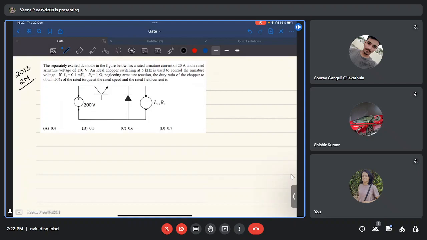The separately excited DC motor in the figure below has a rated armature current of 20 ampere and a rated armature voltage of 150 volts. An ideal chopper switching at 5 kHz is used to control the armature voltage. If LA is equal to 0.1 millihenry and RA is 1 ohm, neglecting armature reaction, find the duty ratio of the chopper to obtain 50% of the rated torque at the rated speed and the rated field current.